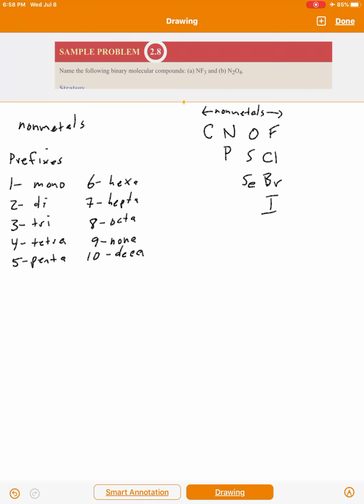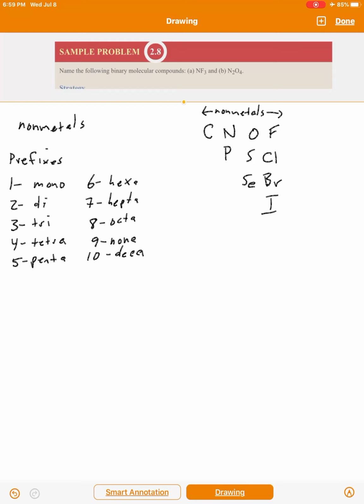Okay? So in general, the naming of these binary, meaning there's two elements that we're naming, is not that different from binary ionic compounds like sodium chloride. In sodium chloride, you name the first element, and then you name the second element and change the ending to -ide. Here, we indicate how many atoms of each element there are, with one exception, by using these prefixes. The exception is the first element. If the first element is only one atom, we drop the mono. We don't put mono.